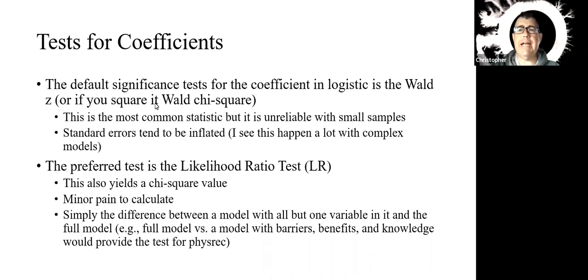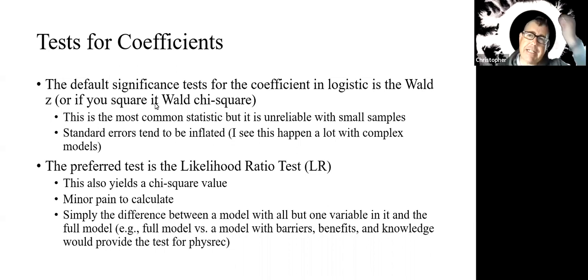We've been looking at a significance test for coefficients that is printed as a Z statistic. This is commonly called the Wald Z. Some programs will present this as a chi-square statistic with 1 degree of freedom. Chi-square is equal to Z squared. So you'll see both forms used.